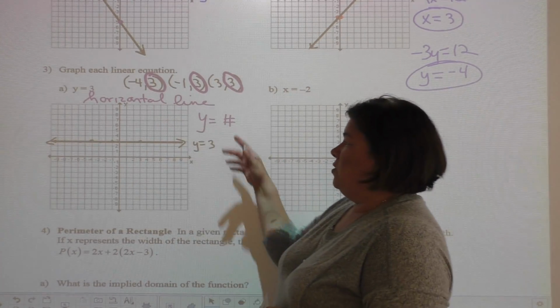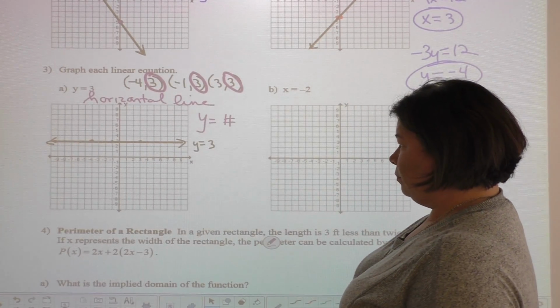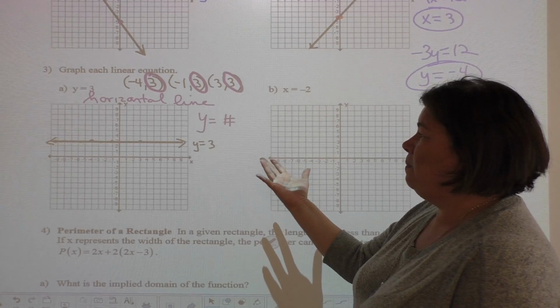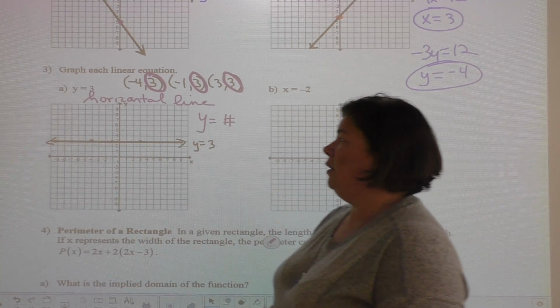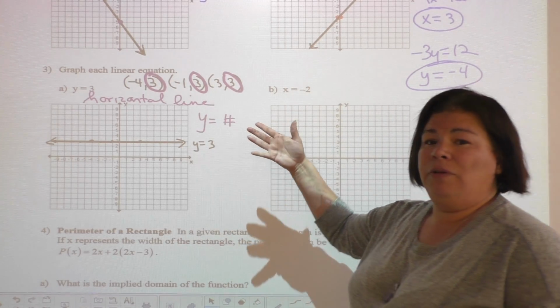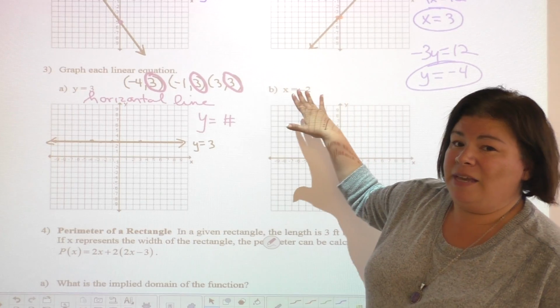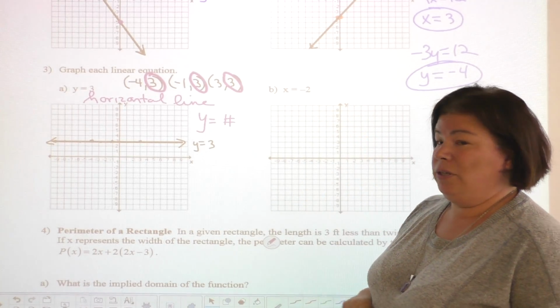Okay? So y equals 3 in this case was our number. All right, so that's basically what your horizontal line looks like. So the equation of any horizontal line again is y equals whatever number you have. Let's look at this. What do you think this line is going to look like?